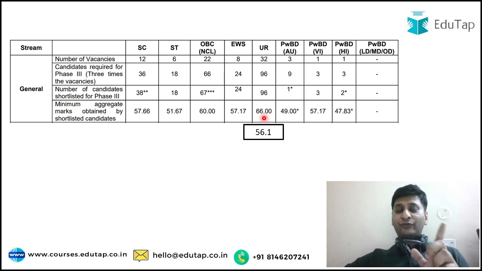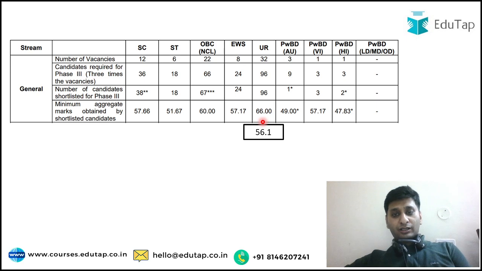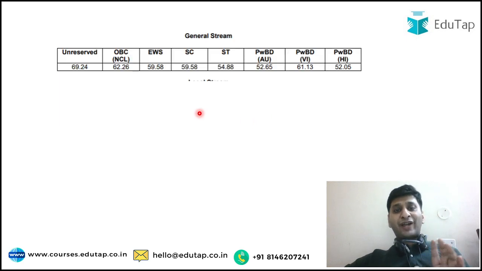So in the next slide, if you see, they would have further reduced this 66, which is out of 100, to 56.1 out of 85. That is my understanding if I try all the permutations and combinations, right? Now what is the final cutoff of phase 2 plus your interview, that is 69.24, right?